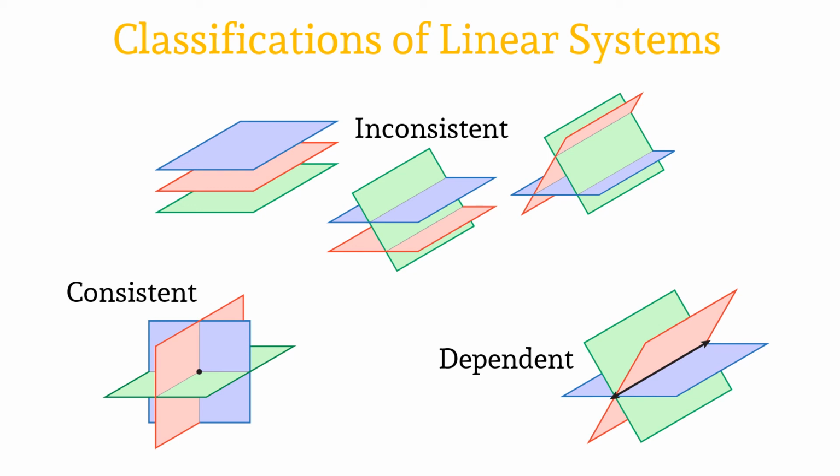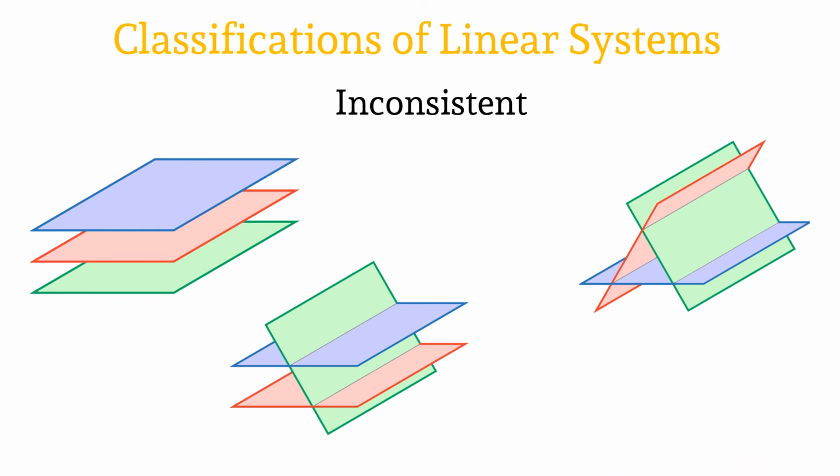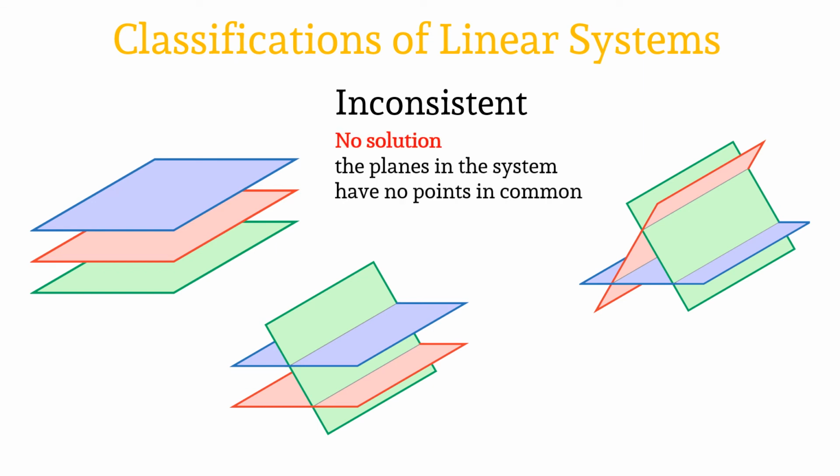Here you can see 3 different examples of a system that has no solution. In the example on the left, all 3 planes are parallel and have no points of intersection. In the example in the middle, 2 planes are parallel, and 1 plane cuts the 2 parallel planes, but all 3 planes have no points in common. In the example on the right, the planes are oriented in such a way where each pair of planes intersects at a line, but all 3 planes together share no common points. An inconsistent system has no solution because the planes in the system have no points in common.